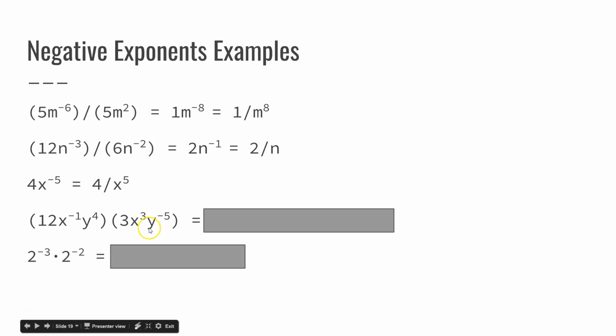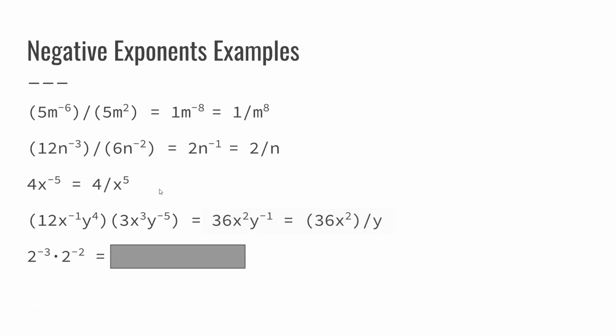Y to the 4th times y to the -5th. 4 plus -5 is -1, just like what we got up here with this problem. So we have y to the -1 power. We do not want a negative exponent, so bring it on down to the bottom. Same concept, you can put the 1 here, but it's not necessary.